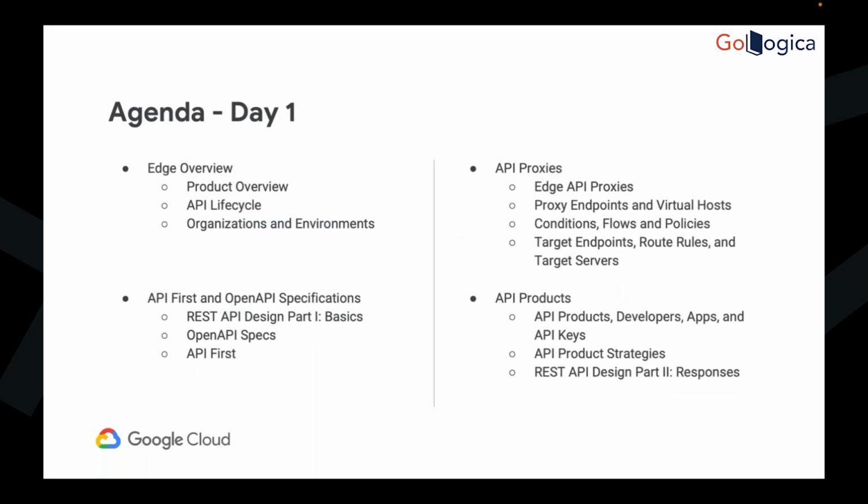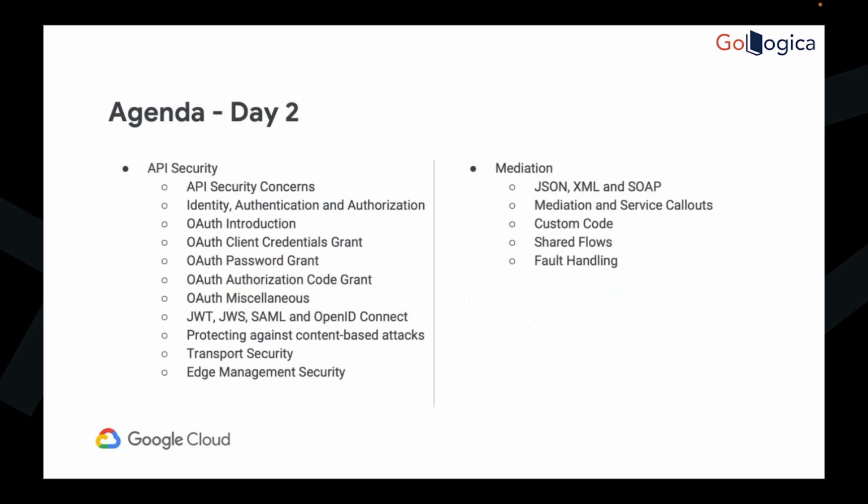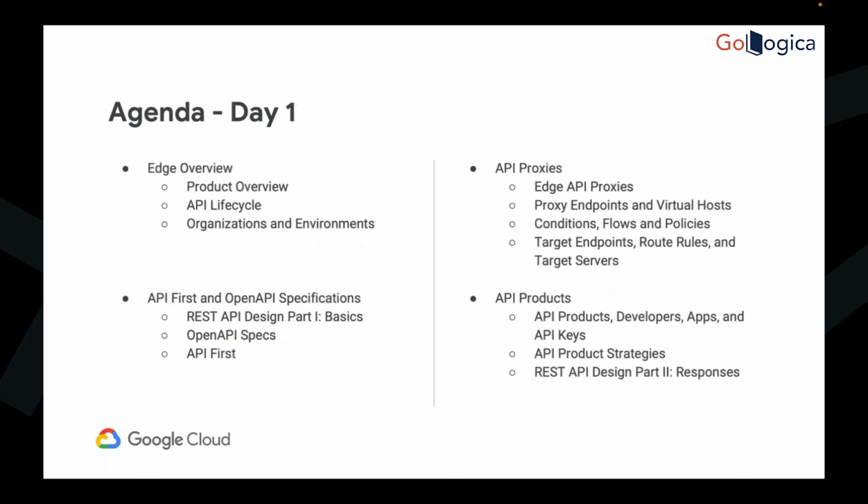Then we move to the next chapter, which is the concept of API product. So we will understand what exactly an API product is, what is a developer, what is an app, what are the API keys for security, and then we'll understand what are the strategies for API products. And we will also go through the REST API design second part, which is how to design the responses properly. So that will be chapter number 4. And we will have some labs also for that. And so that is the first 8 hours.